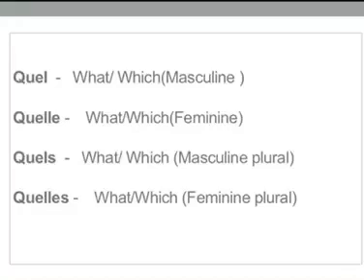Another thing that is important to note here is that usually in French, whenever we talk about masculine and feminine plural, it takes the same form. But here, it will take different forms. For masculine and feminine, there will be different words. So the pronunciation is the same, that is quel, but the spellings are different, and all these four different forms will be used in accordance with the gender of the noun or the word.